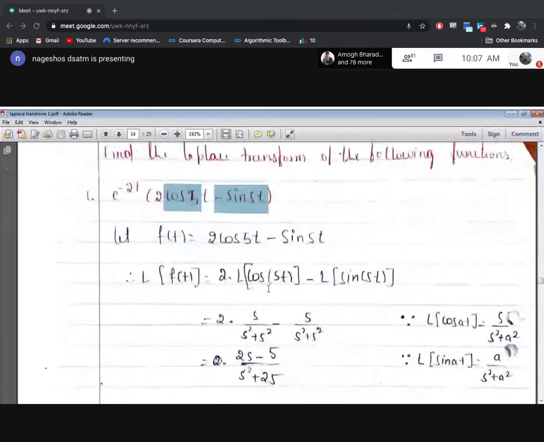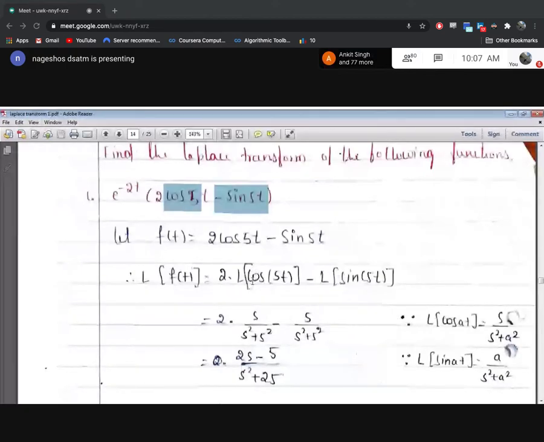In all the problems, if you have e power at, then take the Laplace transform of the function which is not multiplied with e power at. Take that as f of t. Find the Laplace transform for that.